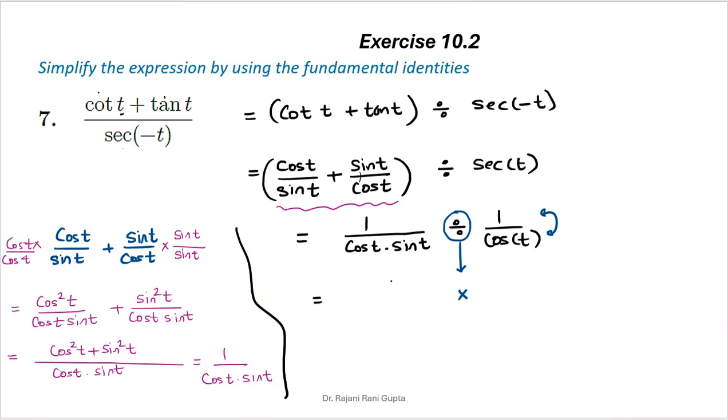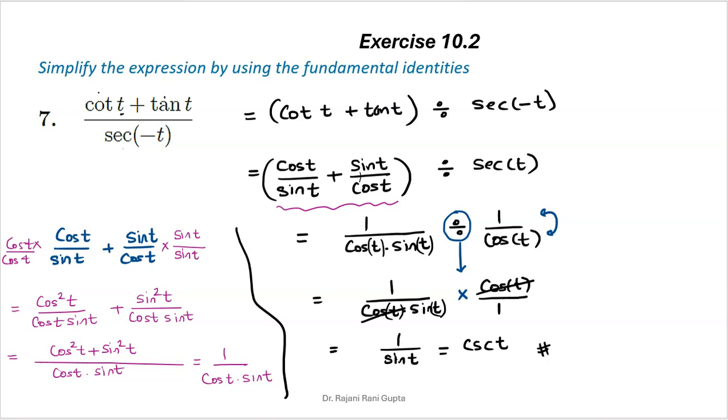So what does this give you? The first term remains the same: cos of t, sin of t, multiplied by cos of t up divided by 1. Now, you can cancel cos of t with cos of t. See, it's okay if you put t in a bracket or without a bracket. It means the same thing. You will find both notations in the book. So you'll get 1 over sine of t. So 1 over sine t is what? Cosecant of t. So this is your simplified answer.